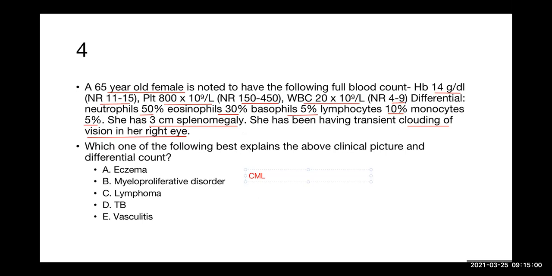Now, apart from CML, there are other examples of myeloproliferative disorder also. Can you name them? What are those? Number one is CML. What is number two? Polycythemia. Good. Number two is polycythemia vera, or polycythemia rubra vera, we call it. This is predominantly a disorder of the RBC series. Number three. Myelofibrosis. Excellent. Myelofibrosis is number three.